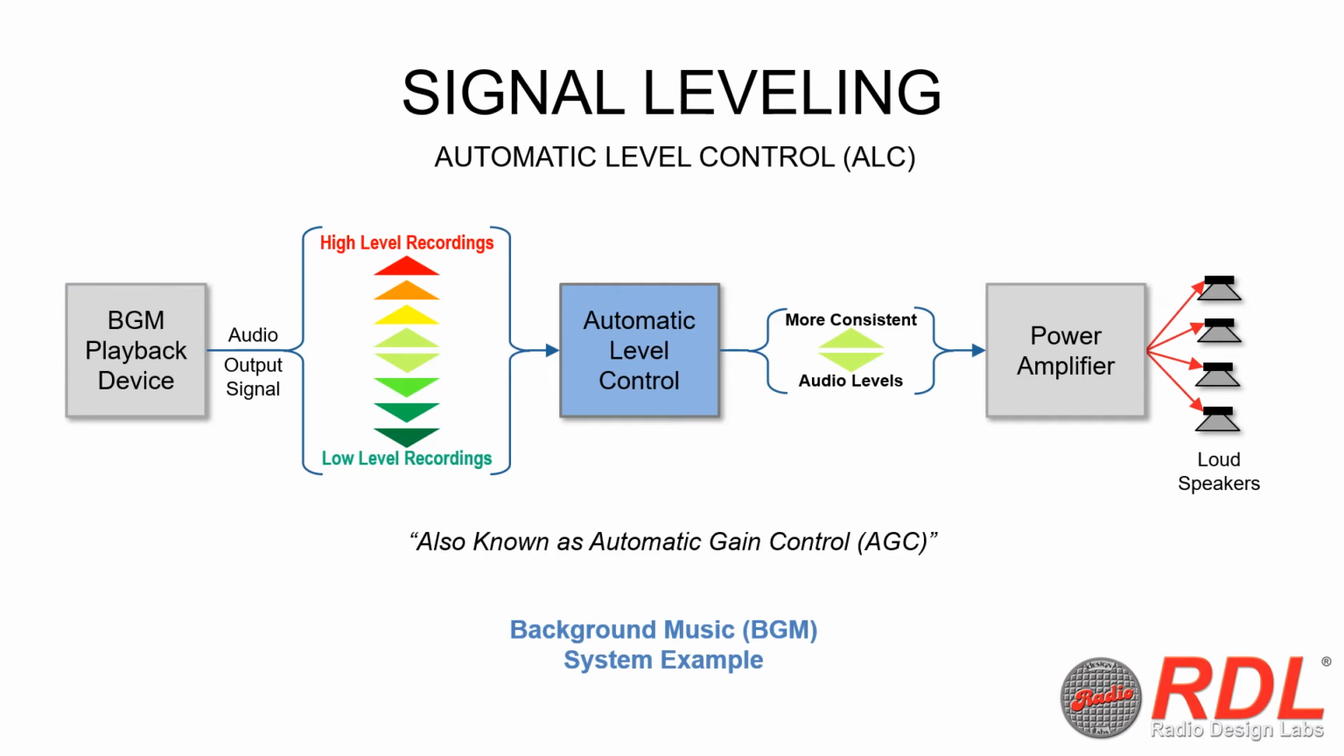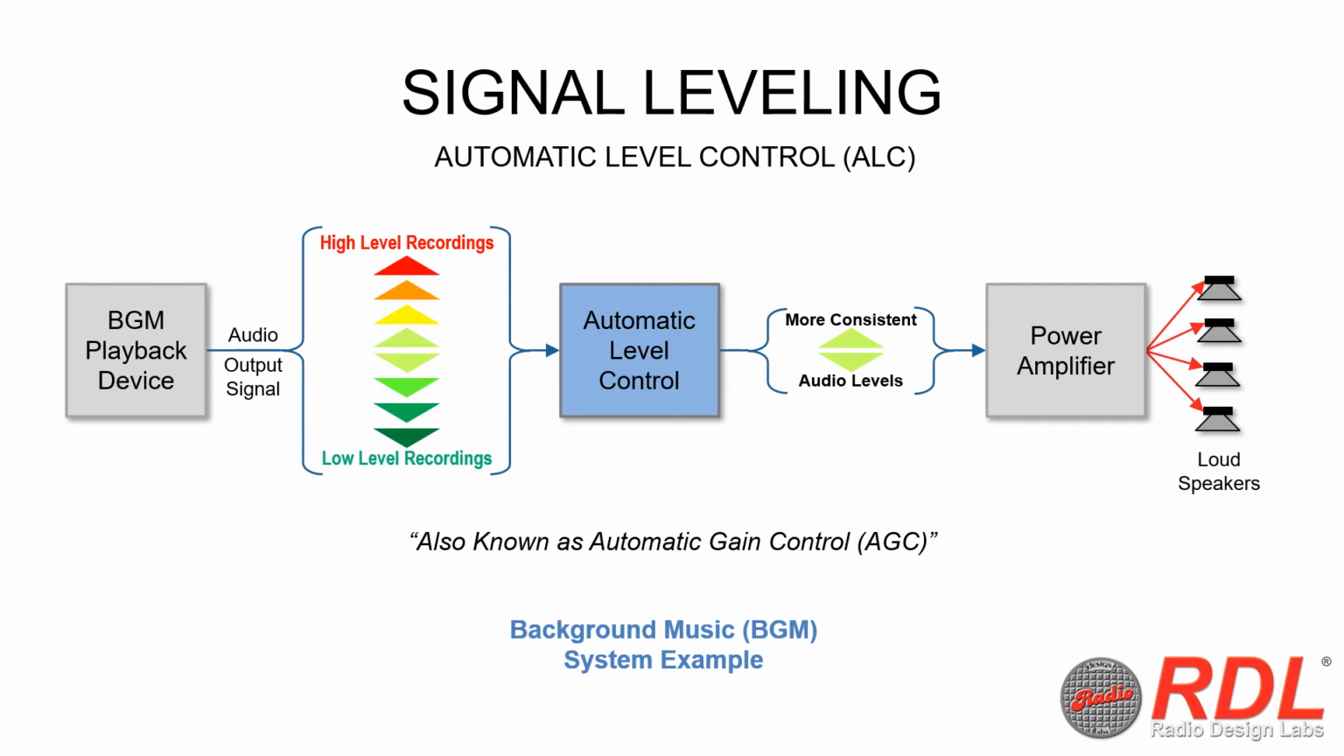Automatic level control, or ALC, is also known as AGC, which stands for automatic gain control. ALC combines signal boost with compression to provide consistent audio levels from signal sources that deliver a variety of levels. ALCs boost low-level signals as well as compress high-level signals to a set and desired average listening level.